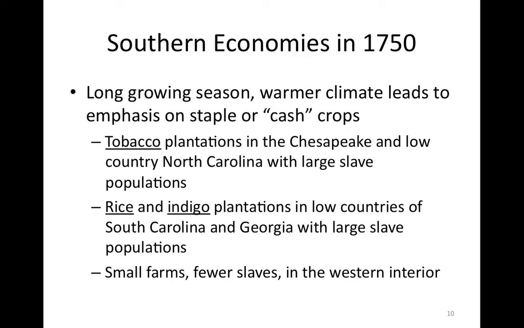growing these profitable crops. Along the western parts of these colonies, there were smaller farms. These were areas where there was less opportunity for growing these profitable staple crops. Smaller farms, fewer slaves, a lot more poor whites in the western portions of these colonies.